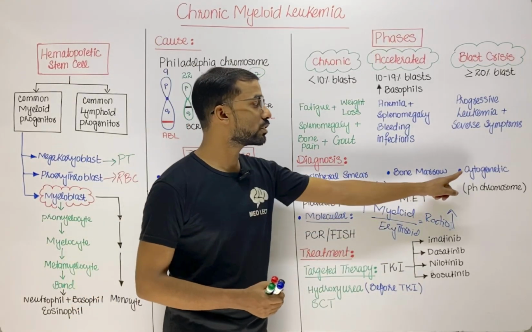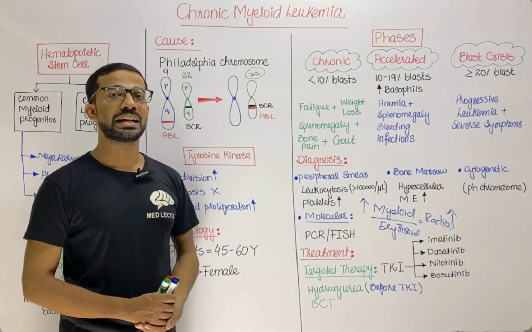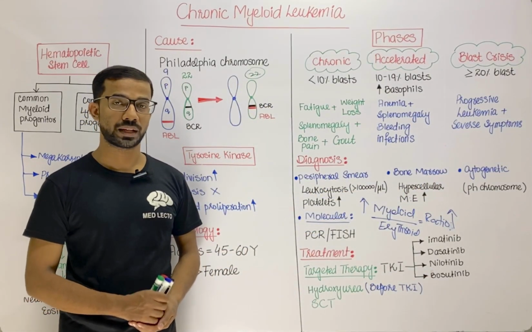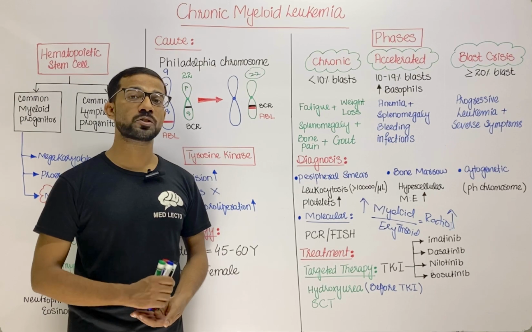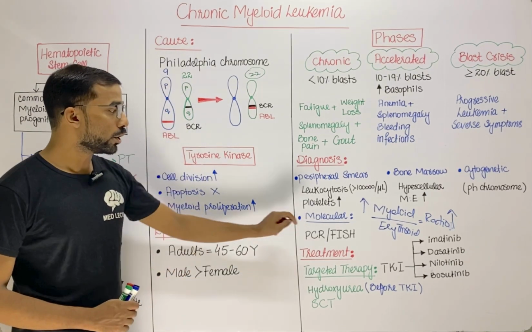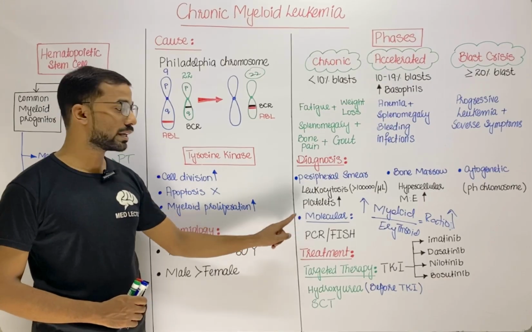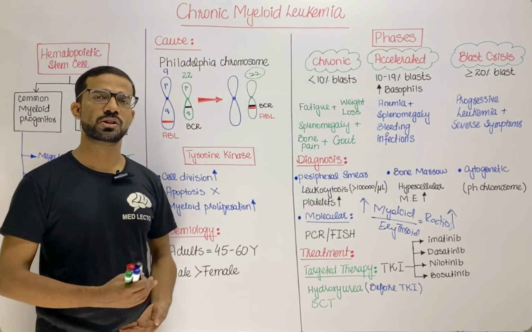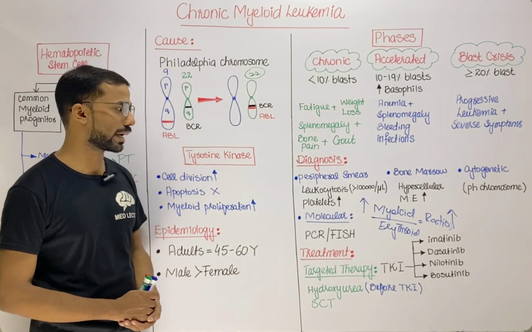Next, in the cytogenetic test, you will detect the Philadelphia chromosome. That is the important thing, chromosome number 22 having the BCR-ABL gene. You can also go toward molecular tests, PCR and FISH. FISH is also a technique, a hybridization technique.